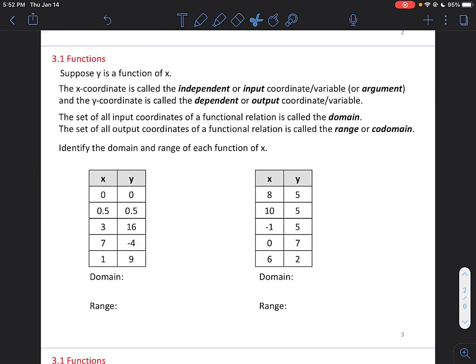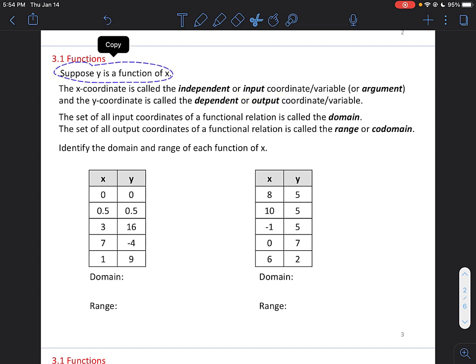All right, now for this next slide, we're going to suppose that y is a function of x. In such a case, the x coordinate is called the independent or input coordinate or variable. Another thing to call the x is just the argument. The y coordinate in these relations is called the dependent or the output coordinate or variable. These words input and independent make you think that you start with the x, you input the x, and then you do a calculation and that x produces a y. The y is outputted. So you start with the input and you produce the output.